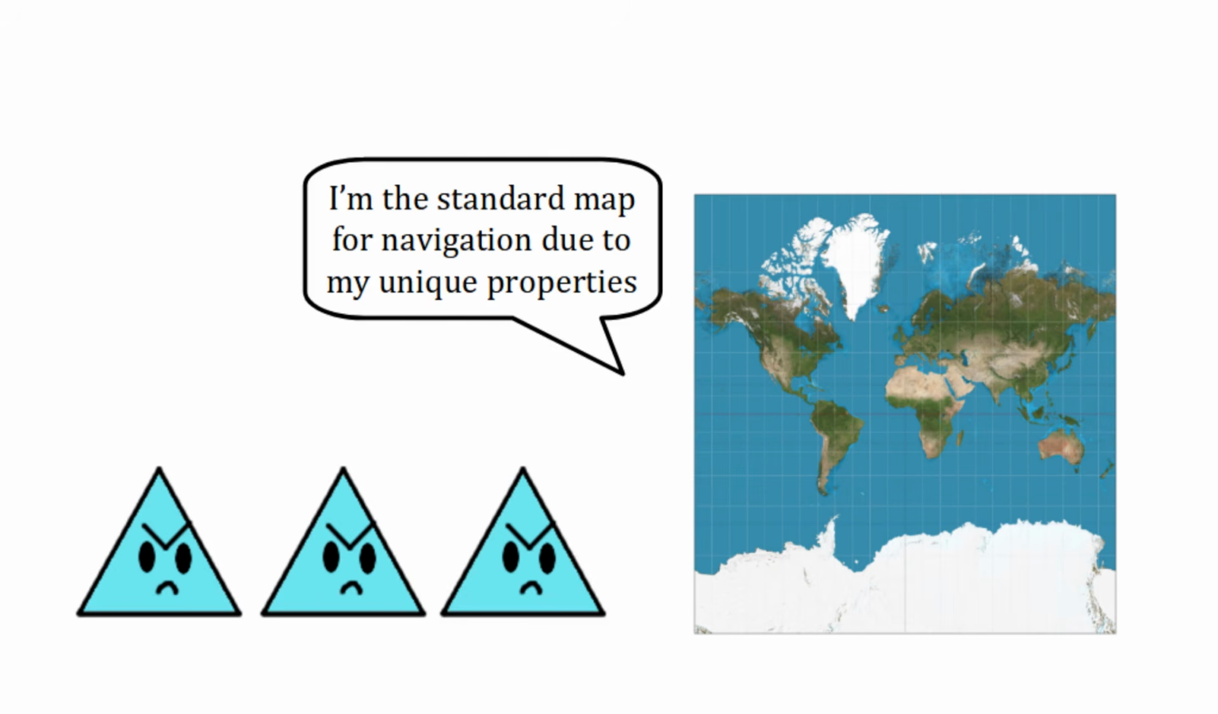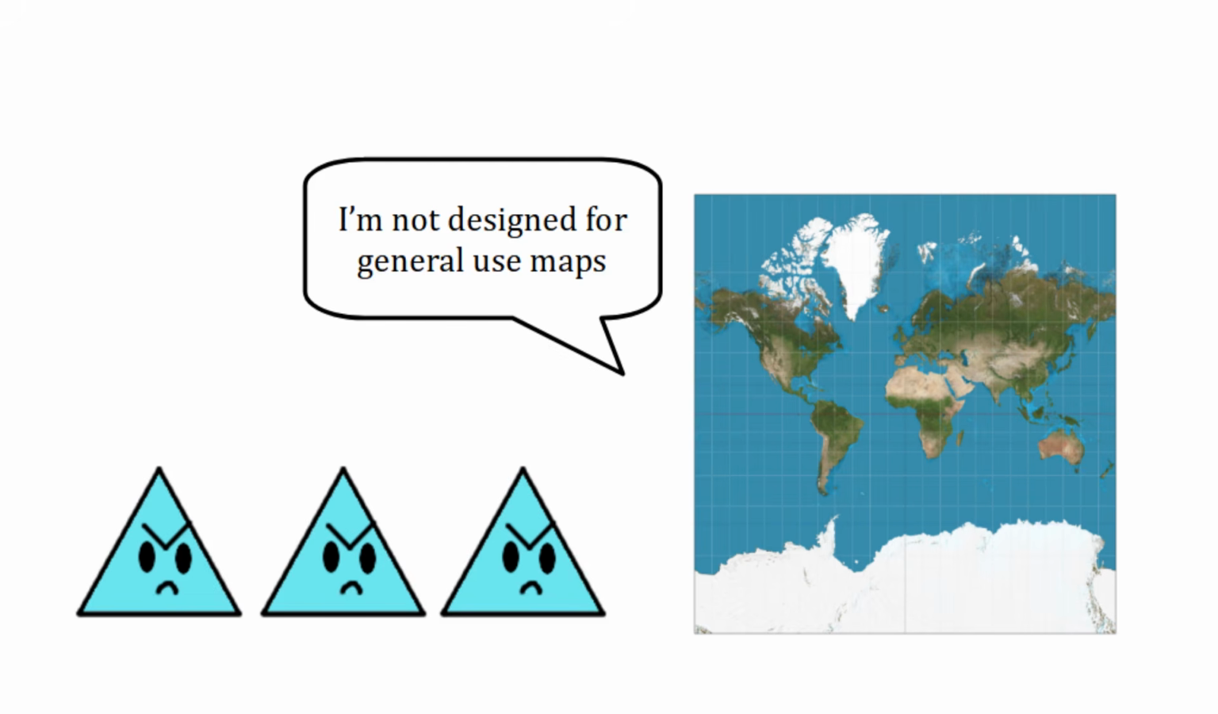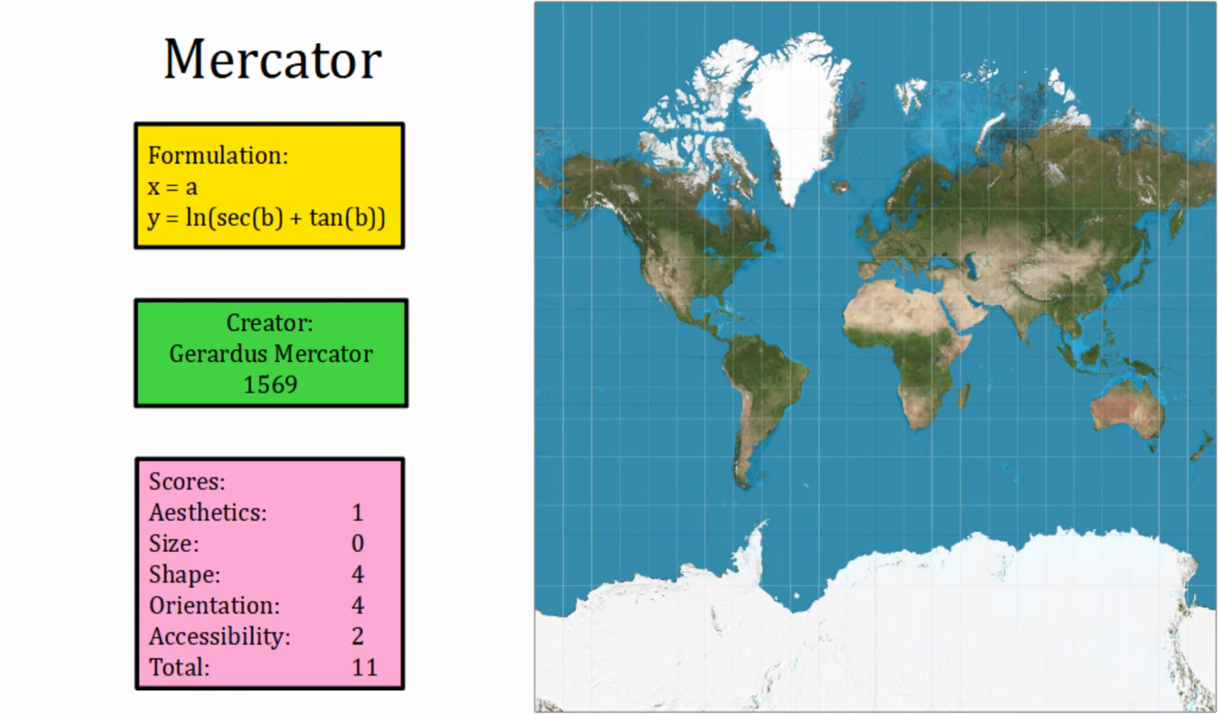People like to hate on the Mercator projection because of its area distortion, but something to consider is that it was made with a very specific goal in mind, and it achieved that goal perfectly and better than any other projection. It's not designed for general use maps. As for why it's used so often in contexts where it doesn't fit, that's a different story, but don't hate the map itself.